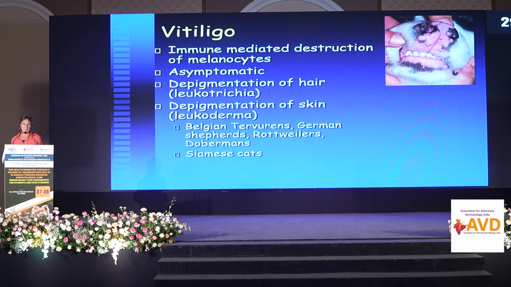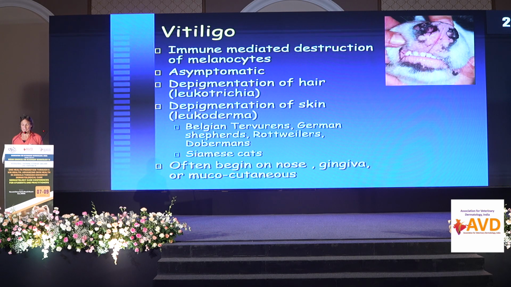What you do see is leukotrichia and leukoderma. So they lose pigment in the hair and on the skin, but the skin itself is normal. You don't have ulcerations, you don't have loss of normal architecture. There are some breeds that are prone to it: Dobermans and Rottweilers for dogs, and Siamese for cats. The first thing that people typically notice is on the nose and the lips.